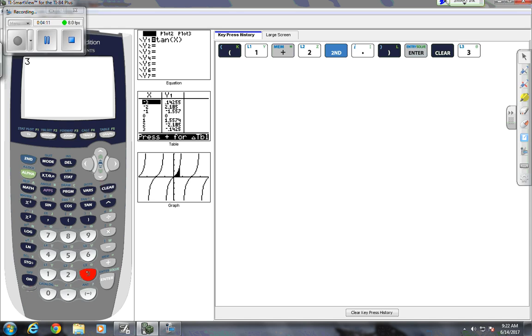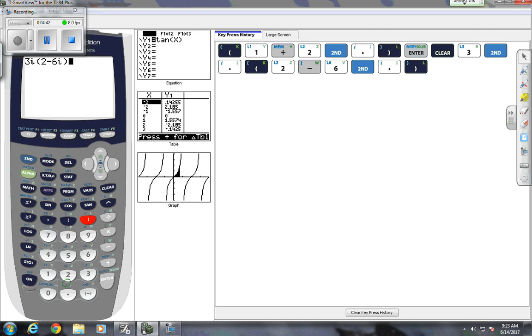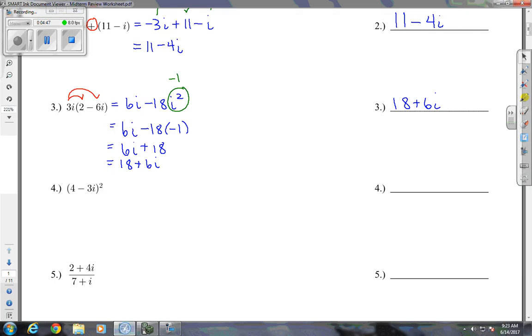So I'm going to type in 3i. Notice the i is right here on the bottom above the decimal key. See it down there? So to access it, I have to press my second key and then the decimal. And on my home screen, try it one more time. There it is. I see the i. So I have 3i, open parentheses, 2 minus 6, and then the second key and the decimal again to access the i. Close parentheses, press enter, and check our answer. 18 plus 6i is what the calculator tells us, and woo, we got lucky, 18 plus 6i.